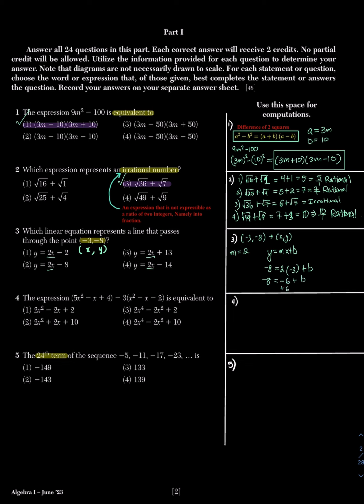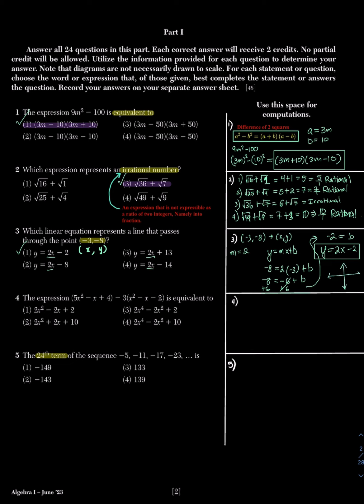Once I add 6 to both sides, the 6 on the right-hand side cancels, and I'm left with -2 equaling b. Hence, if I rewrite the equation y equals mx plus b, I get y equals 2x minus 2. That's the equation of the line that will pass through that point, which means choice 1 is correct. Another way to see this is to interpret it graphically.